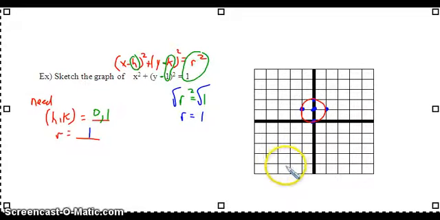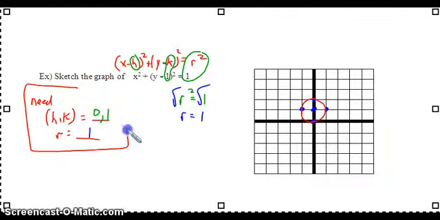So whether I'm writing the equation for a circle or I'm actually plotting, sketching the graph, I always need to know the center and the radius. And I can either write the equation if I need to, or I can actually plot it.